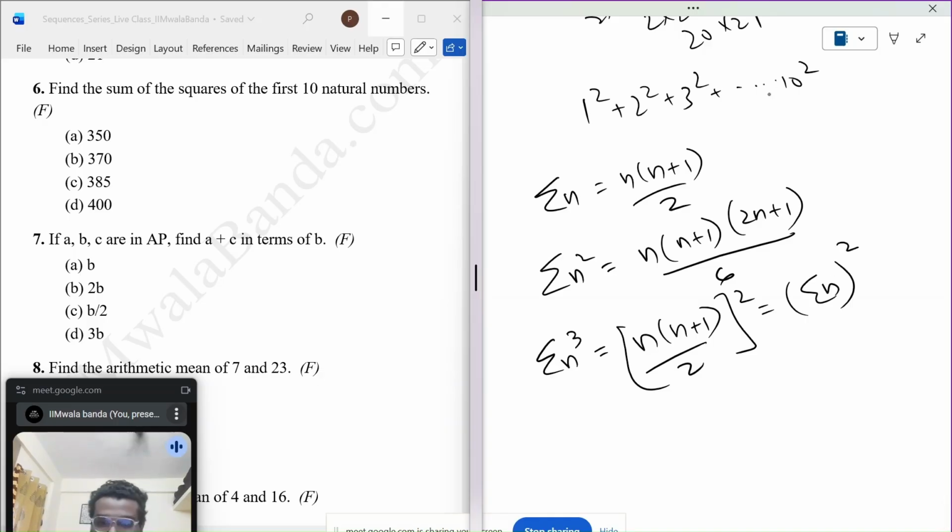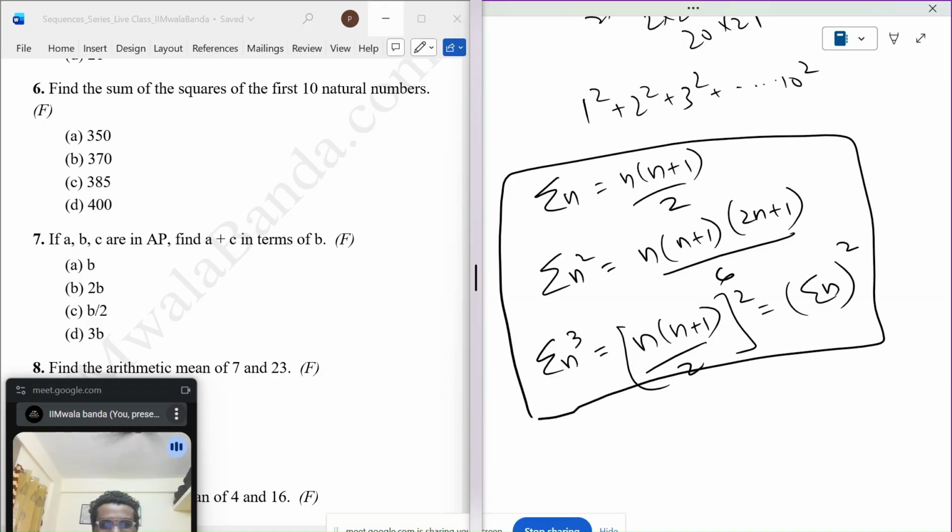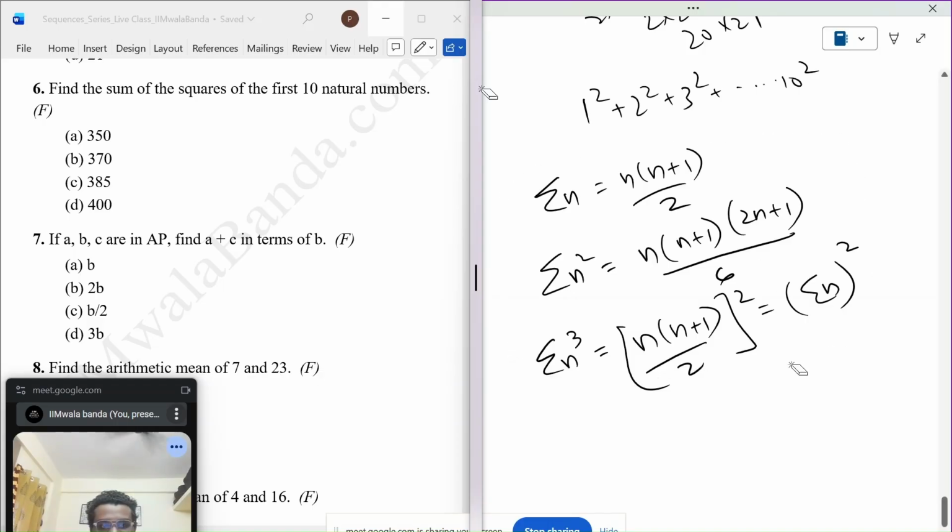Now, this you need to memorize. There is no other way. I think this we have already understood, and n square is something new. So I guess the only thing to memorize is this.